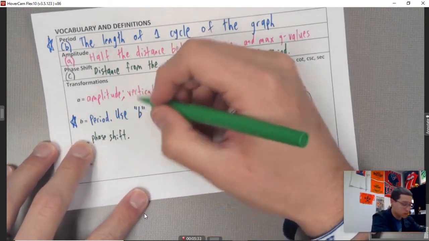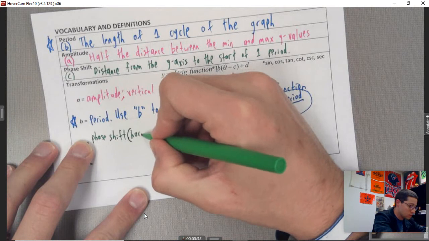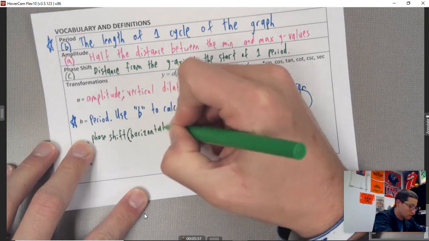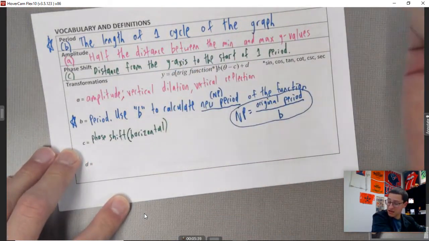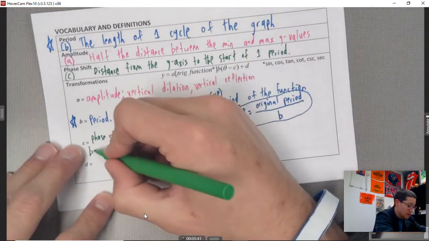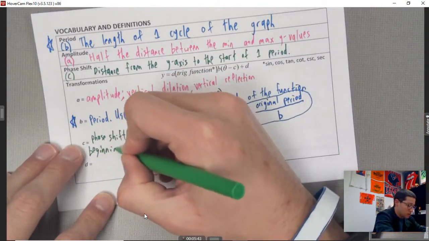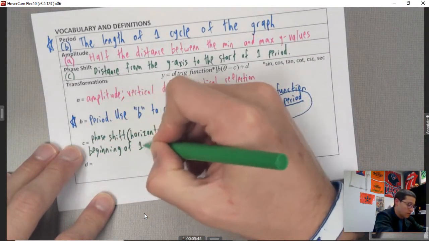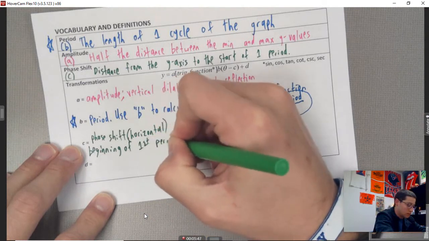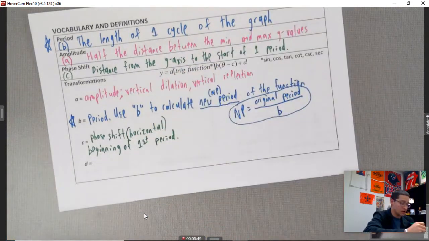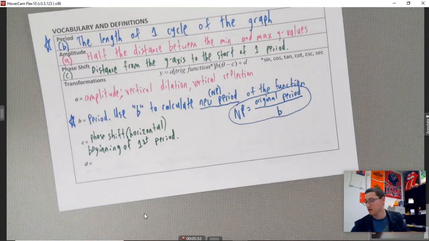This is horizontal. Let's go ahead and say this is horizontal. And in the beginning, this is essentially the beginning of that first period. The beginning of the first period. And then D, notice D isn't on here, that's okay.